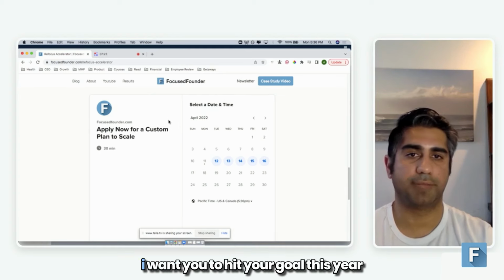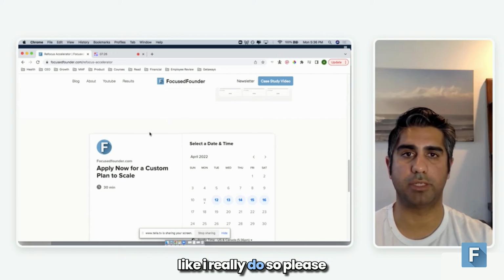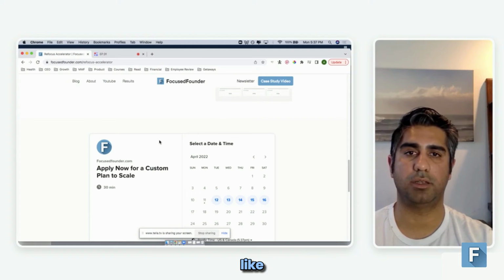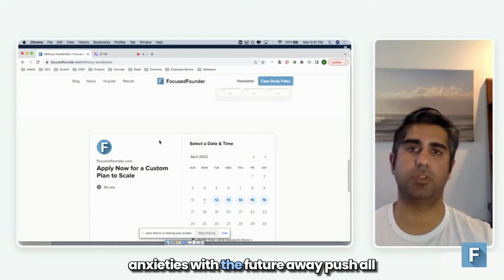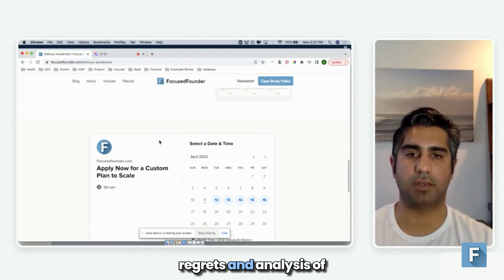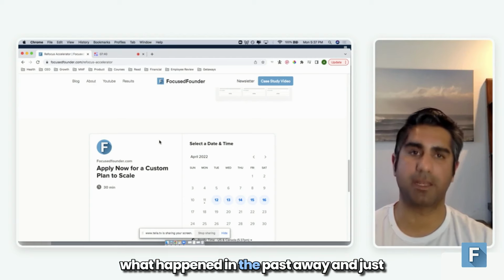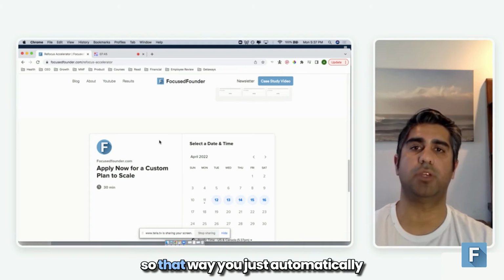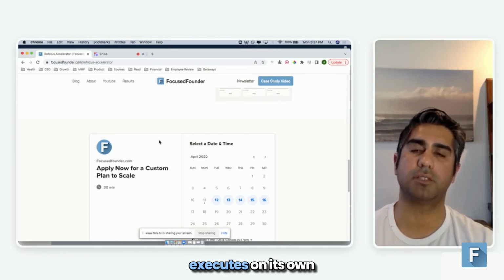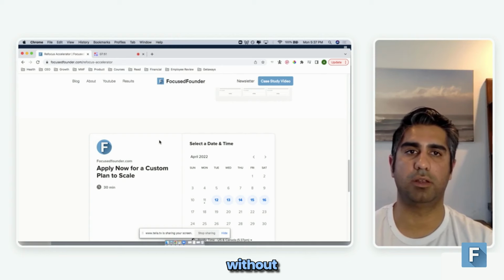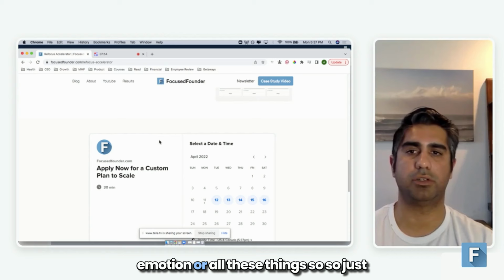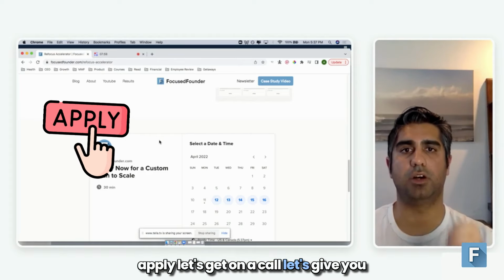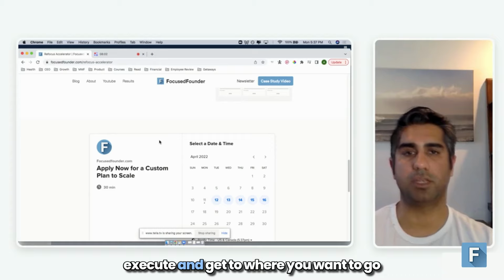And then I want you to hit your goal this year. I really do. So please don't give up on it, even if you're behind. Push all that away. Push all your anxieties about the future away. Push all your regrets and analysis of what happened in the past away, and just focus on right now, what can you do to give yourself clarity, so that way you just automatically execute and your team automatically executes on its own without having to worry about procrastination or emotion or all these things. So just push all those things away and get in the zone right now. Apply. Let's get on a call. Let's give you that clarity that you need, so that way you can execute and get to where you want to go.